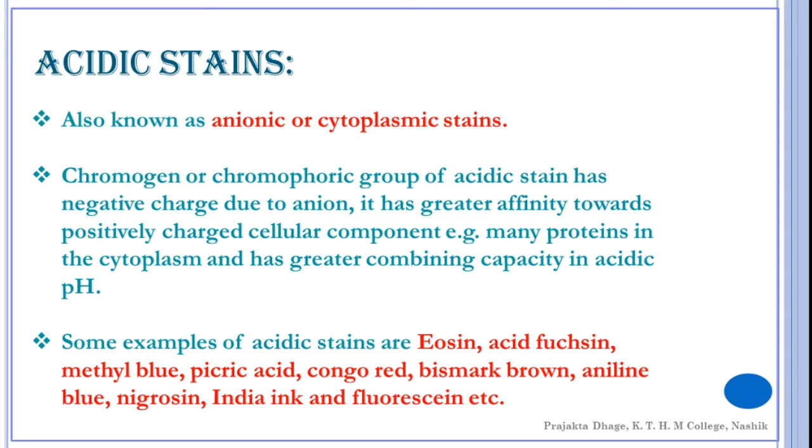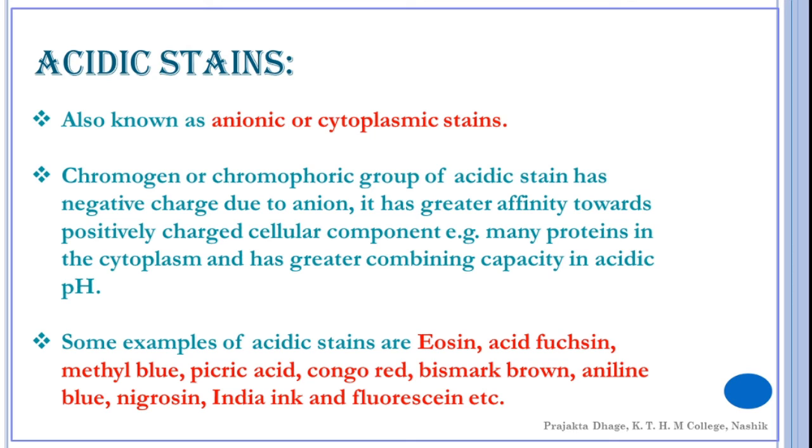The substances that are attracted towards the acidic stain are referred to as acidophiles, and their property is known as acidophilia. In most instances, proteins present in the cytoplasm retain a positive charge and can be stained with acidic stains. Some examples of cytoplasmic or acidic stains are eosin, acid fuchsin, methyl blue, picric acid, Congo red, nigrosin, Indian ink or fluorescein, etc.